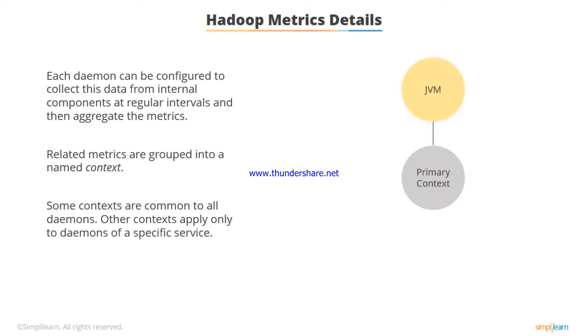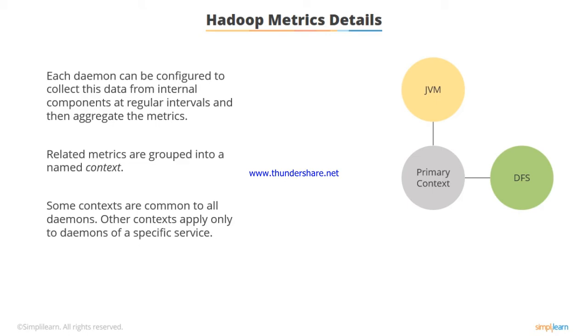JVM. It contains Java virtual machine information and metrics, such as the maximum heap size, occupied heap, and average time spent in garbage collection. Metrics related to this context are produced by all daemons. DFS. It contains the HDFS metrics. The metrics provided differ according to the daemons.